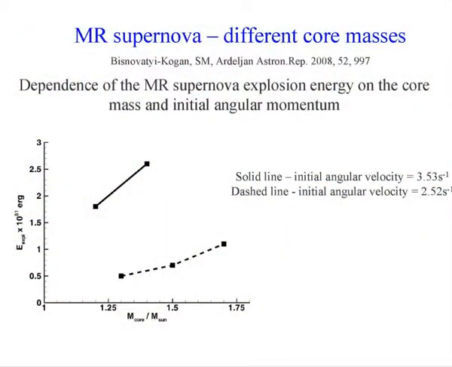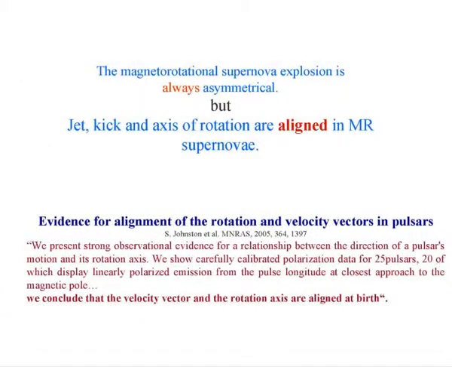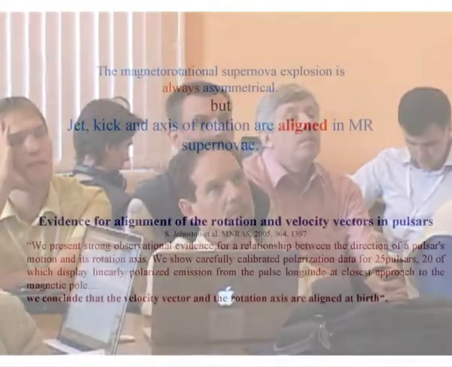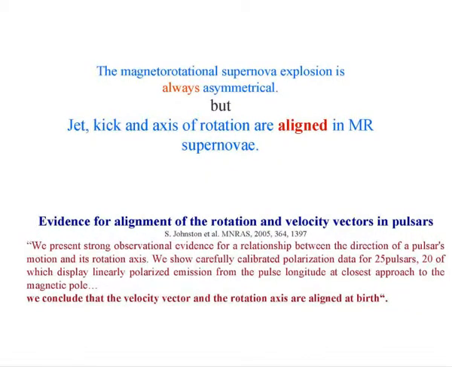And an important point to mention here is that the magneto-rotational supernova explosion mechanism always produces an asymmetrical supernova. And another point which is also important for this mechanism is that the jet, the possible kick of the neutron star or jets, and the rotational axis are always aligned. And in the paper by Johnson and colleagues, they show that observational data show that the velocity vector and rotational axis are aligned at birth. Okay, thank you.